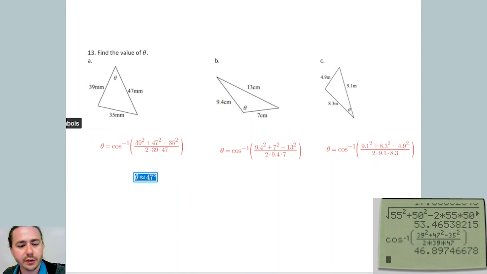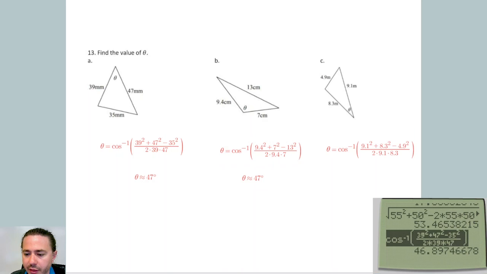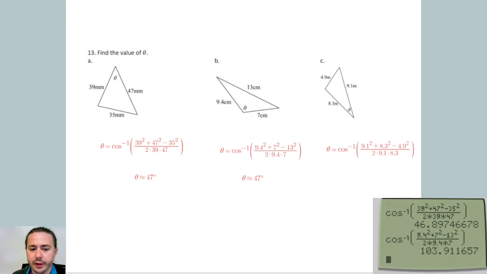All right, so for the next one, we're gonna change the numbers up a little bit. It's not gonna be 47, I'm just kind of using it as a placeholder. We're gonna copy this and change the appropriate values. So this is gonna be 9.4 squared plus 7 squared minus 13 squared over 2 times 9.4 times 7. And we get about 104 degrees.